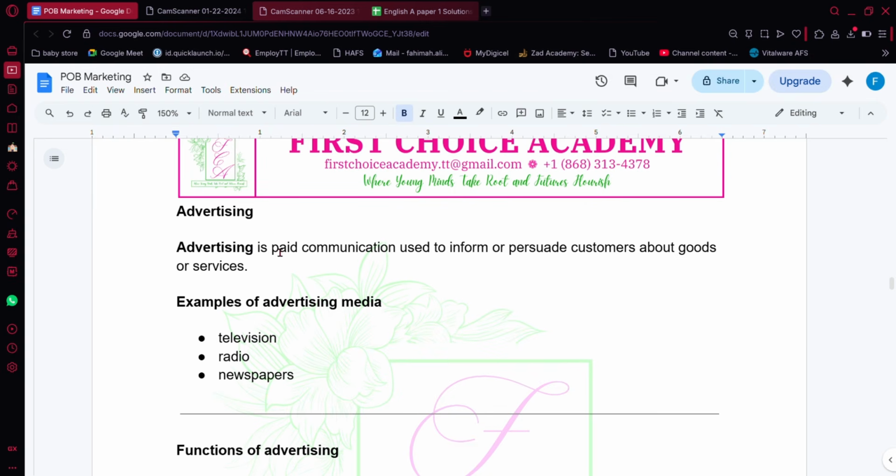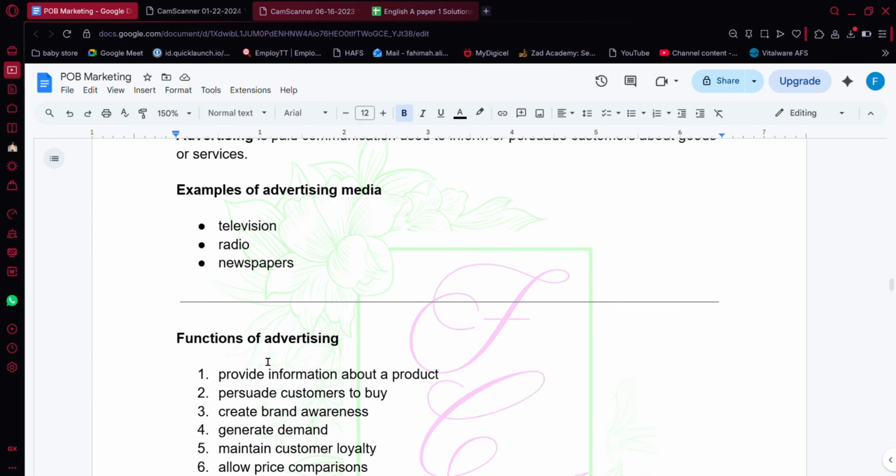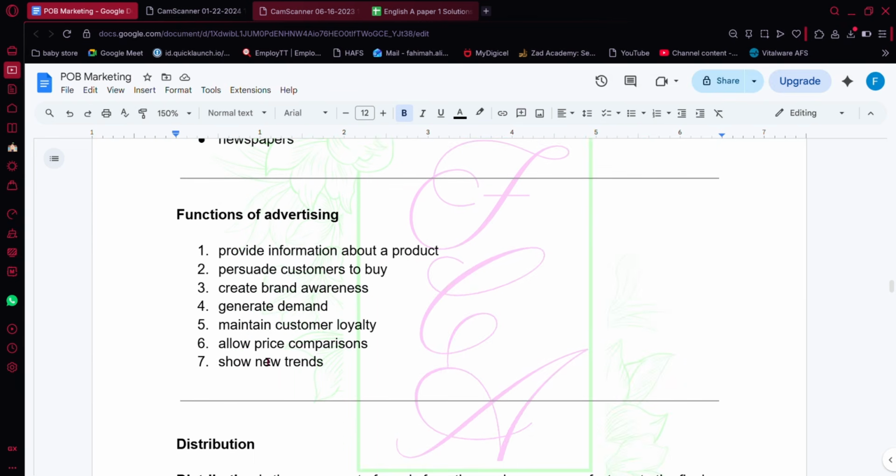Advertising is paid communication used to inform or persuade customers about goods or services. Examples: TV, radio, newspapers. Functions of advertising would be to persuade customers to buy the product, generate demand, maintain customer loyalty, show new trends.